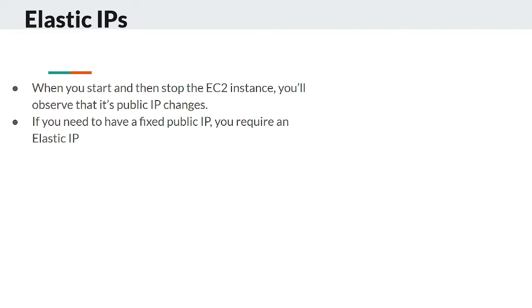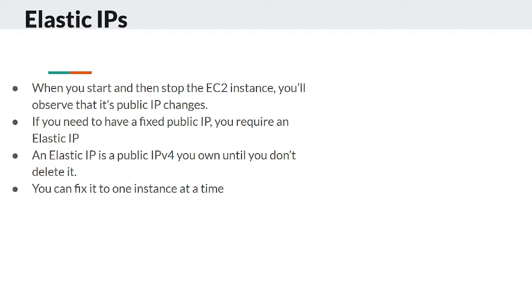Elastic IP is a service from AWS which fixes your IP address to the server whenever you are working on an instance. An elastic IP is a public IPv4 address you own until you delete it. Until you disassociate or delete it, that IPv4 address will be stuck to your instance. You can fix it to one instance at a time and you can remap it across instances.